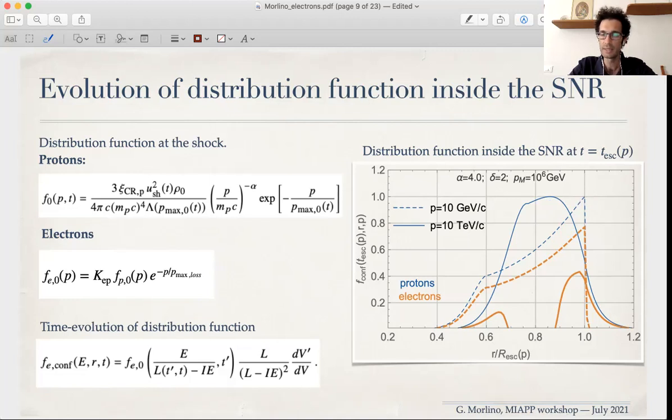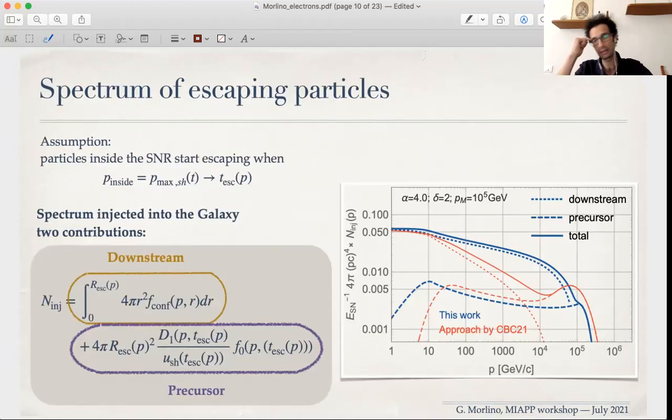Okay, so this is the model, and now we have to calculate the final spectrum that is ejected into the galaxy. This is composed of two different terms. One is the particles that are located inside the remnant, which is this term here, so the contribution from the downstream. This is nothing but the spatial integral from 0 up to the escaping radius of the distribution function of particles inside the remnant.